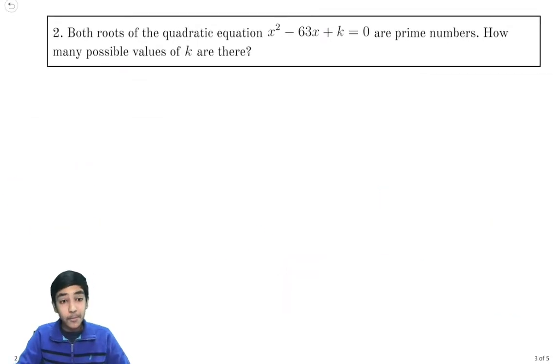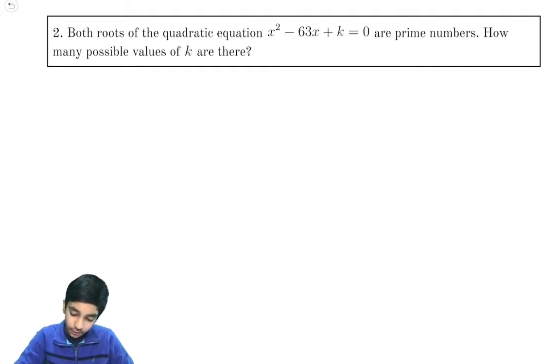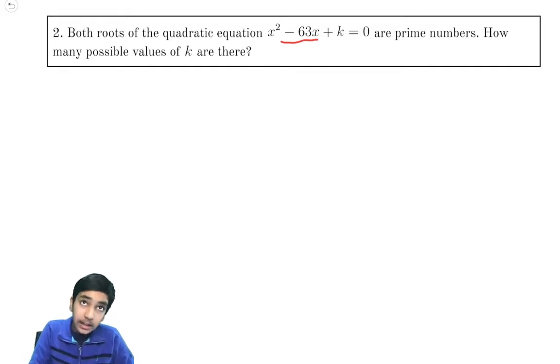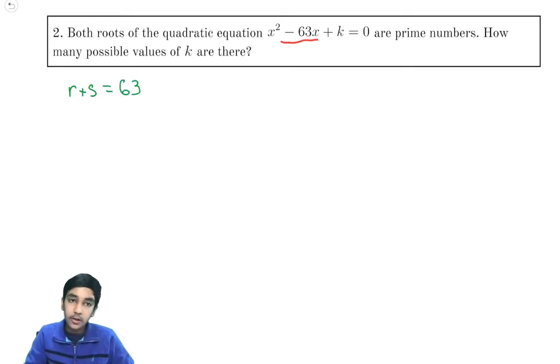In this problem, we intertwine some number theory as well. The idea is that we want two roots of this quadratic to be prime numbers. Let's say the two roots of the quadratic are r and s, and they sum to 63. So we have two roots, they sum to 63, and they're both prime numbers.